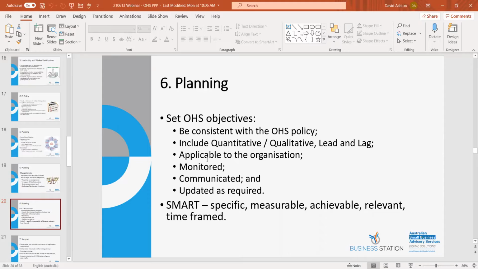So perhaps every quarter your management team reviews safety statistics. Annually, you report on them in your annual reports, or report on them in toolbox meetings or whatever. And every year, set objectives for the forthcoming year. They need to be SMART, so specific, measurable, achievable, relevant, and time-framed. So over the course of the next 12 months, we're going to achieve this, that, and the other thing, and make sure that they're realistic measures too, but also a bit of stretch in them to ensure achievement.